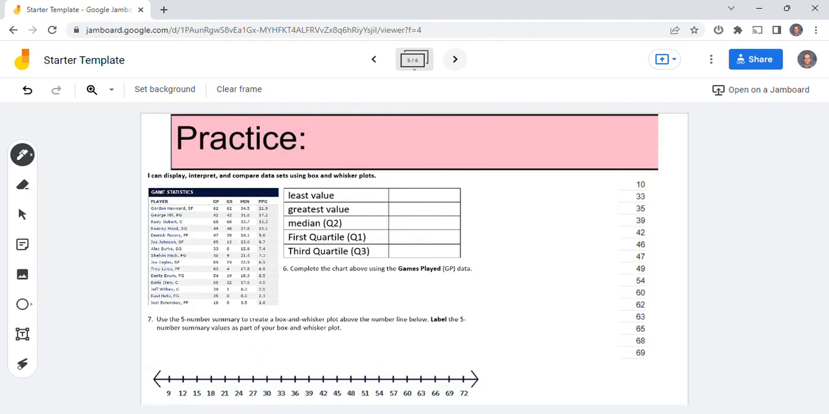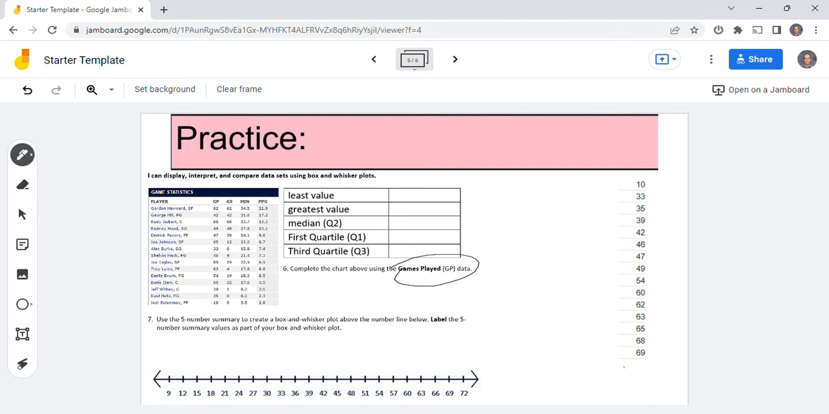Box and whisker plots. We are still using the games played data. So again, this is why I put it in order, more so than the last one, but it was useful for the last one. So we're going to take a look at these, and we need to find the 5-number summary. Over here on the left: least, greatest, median, first quartile, and third quartile.